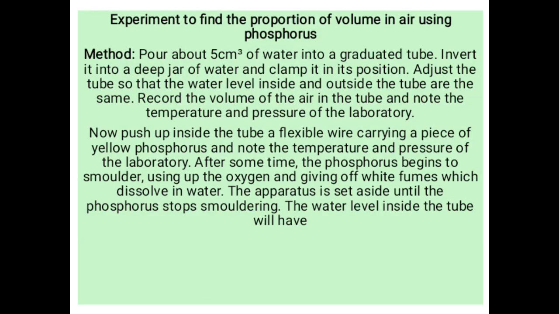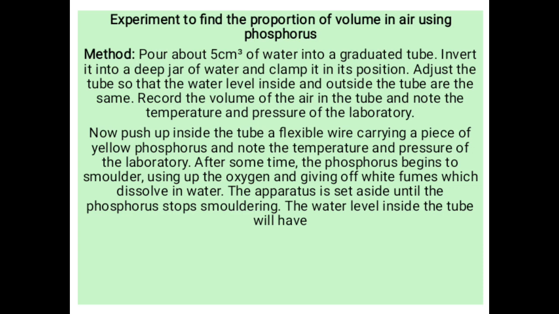Now, the experiment to find the proportion of volume of oxygen in air using phosphorus. Very simple, you can even try this at home, but that is if you have the things required. Pour about 5 cm cube of water inside a graduated tube. Invert it into a deep jar of water and clamp it in its position. Adjust the tube so that the water level inside and outside the tube are the same.